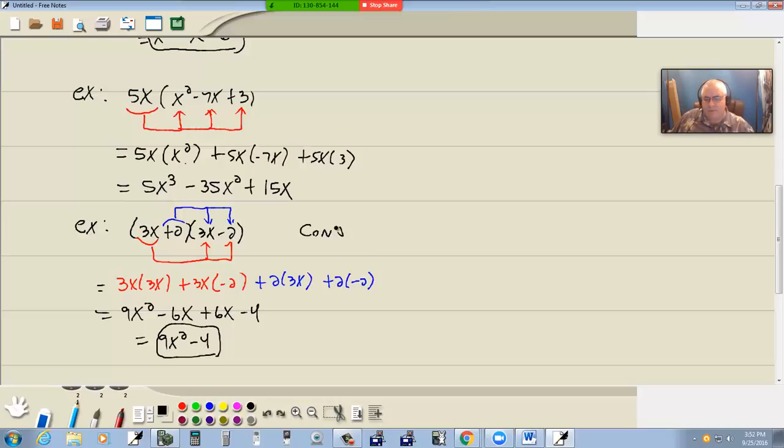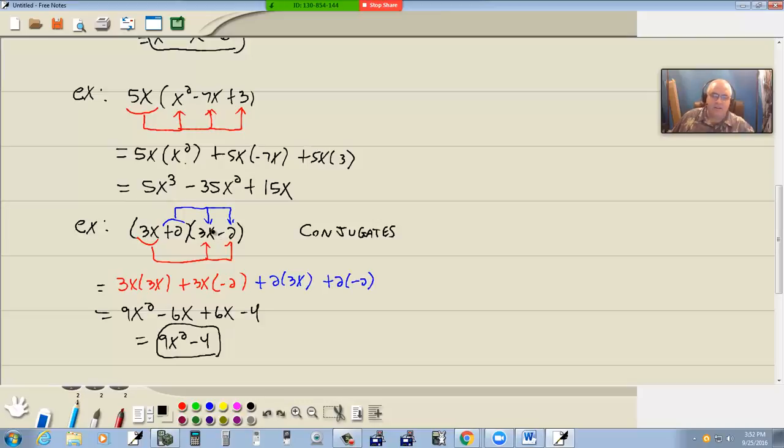Now the middle terms dropped away. You're wondering, well, why'd they drop away? Why do they call this a special product? These are called conjugates. That's where your first parts are the same, 3x and 3x. Your last parts are the same, 2 and 2, but the sign in the middle is different. This is a positive and this is a negative.